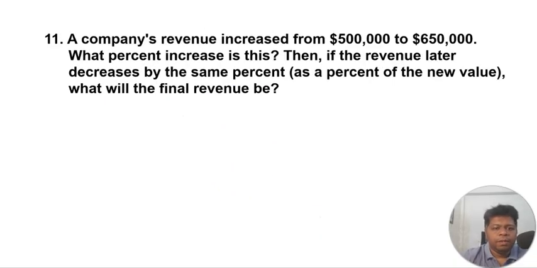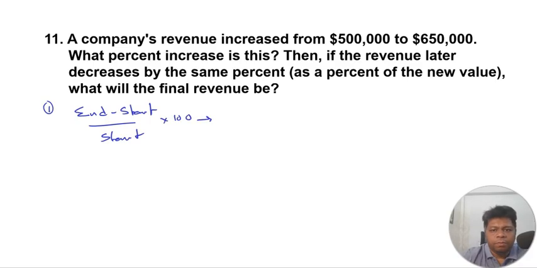A company's revenue increased from 500,000 to 650,000. What percent increase is this? Then if the revenue later decreases by the same percent as the percent of new value, what will be the final revenue? So there are two problems here. Let's solve the first problem. For the increase case, this would be the formula: end minus start, and then start, into 100.